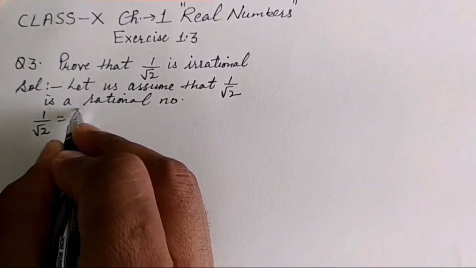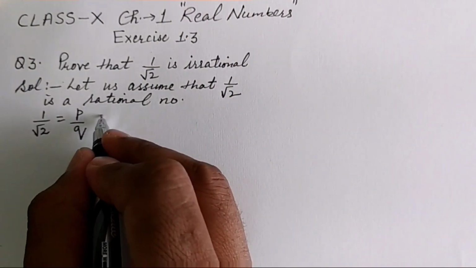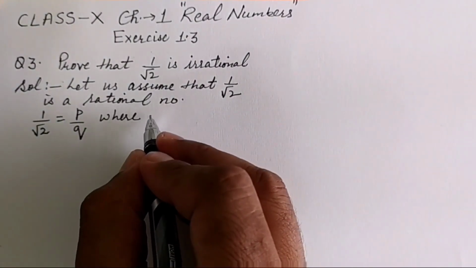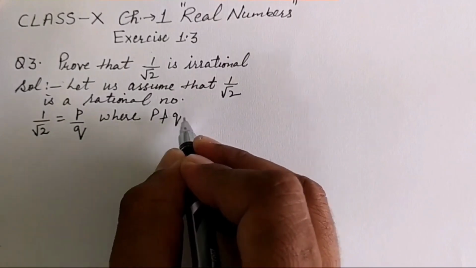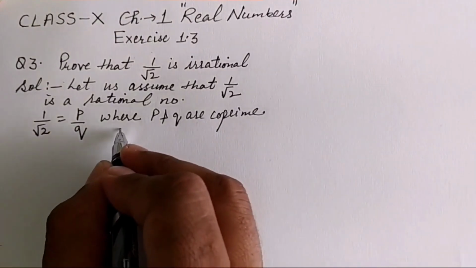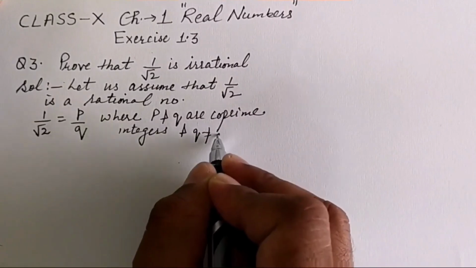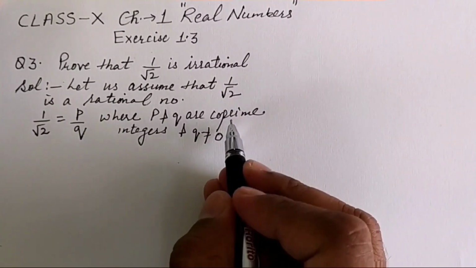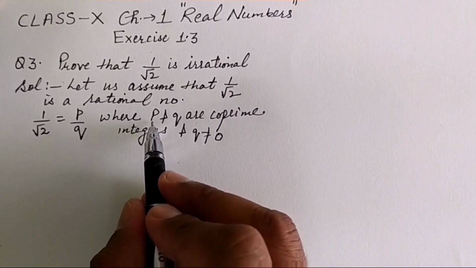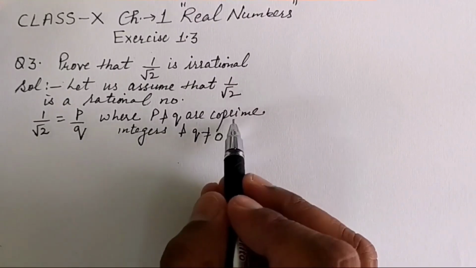1 by root 2 is equal to P over Q, because rational numbers can be written in the form of P over Q, where P and Q are co-prime integers and Q does not equal to 0. So co-prime means the numbers which have their HCF 1, or you can say the numbers in which there is no common factor other than 1. So P and Q are co-prime.